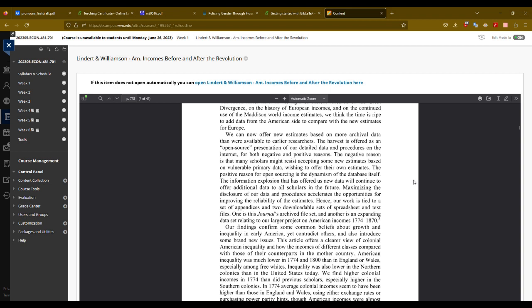In this paper, they also talk about their contribution as being open source, basically that they're providing their data for free for anyone to use. This is a little bit more of an academic thing, but it's cool.